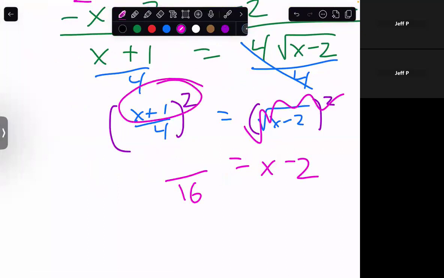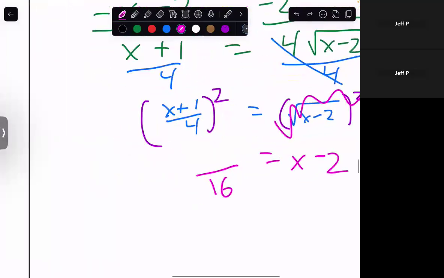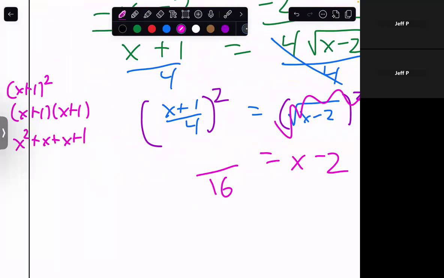But just like before, we need to distribute when we square, right? So x plus 1 squared is really x plus 1 times another x plus 1. So the numerator distributes out to x squared plus 2x plus 1, all over 16.